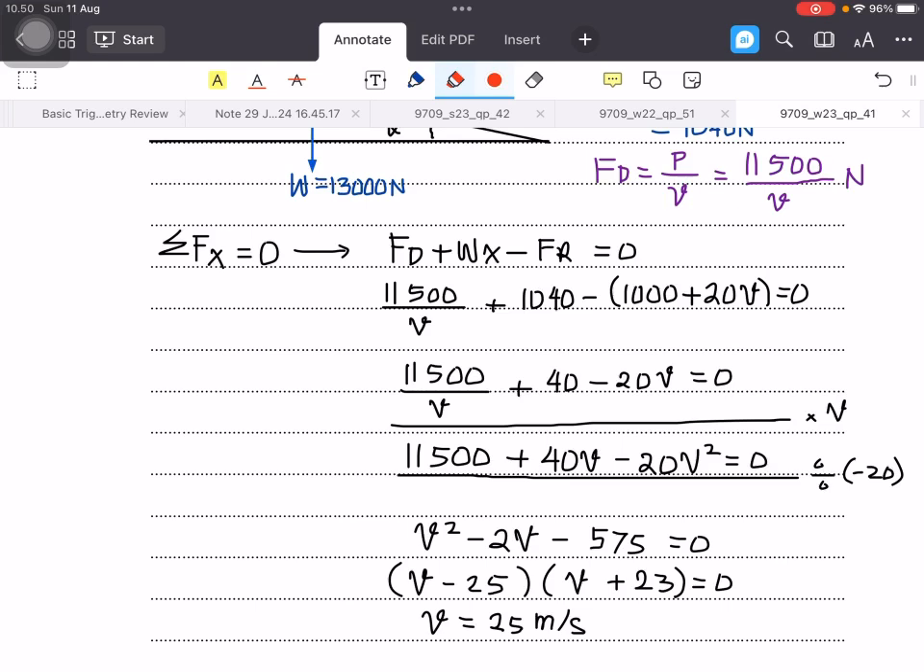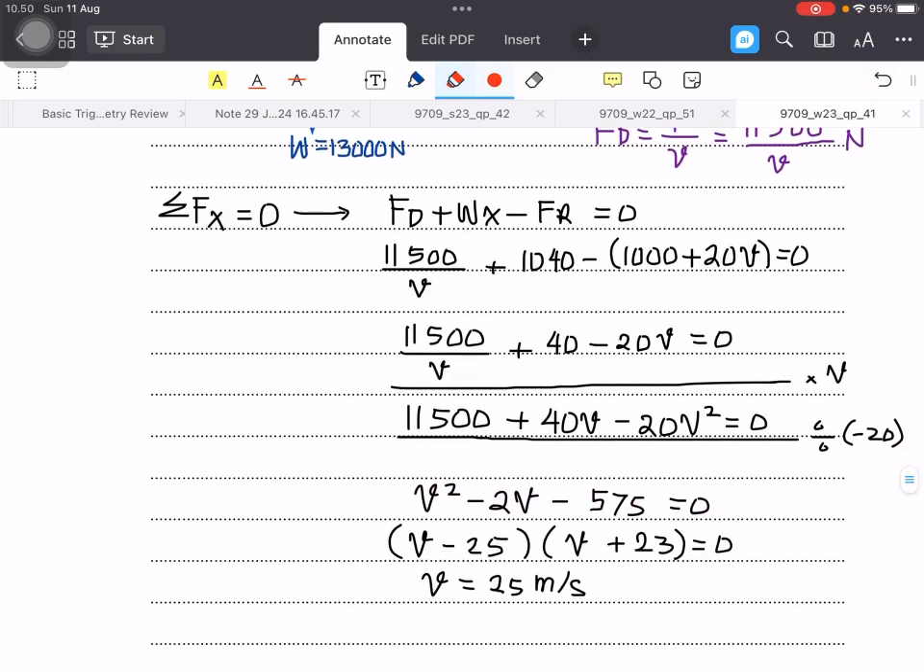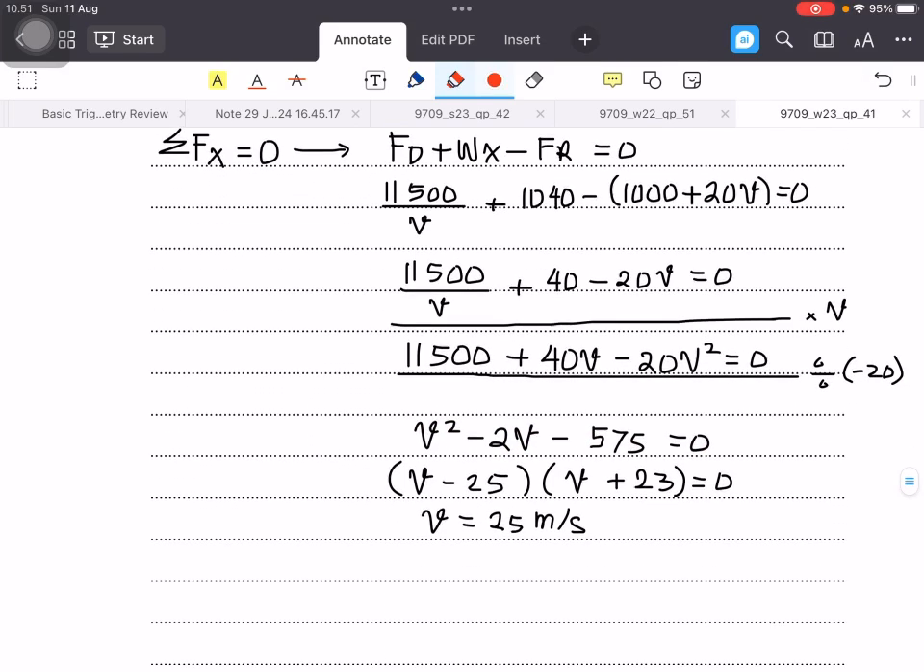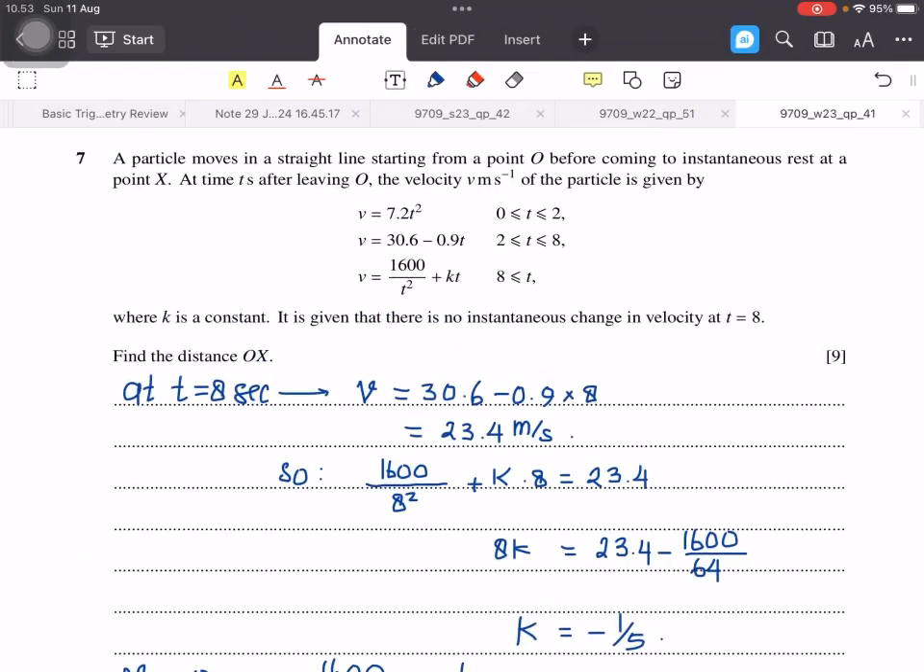To make it simpler, we divide the equation by negative 20. So the quadratic equation in its simplest form will be V squared minus 2V minus 575 is equal to 0. And we factorize it into (v minus 25) times (v plus 23) is equal to 0. We take the positive solution. So here v is equal to 25 meter per second.